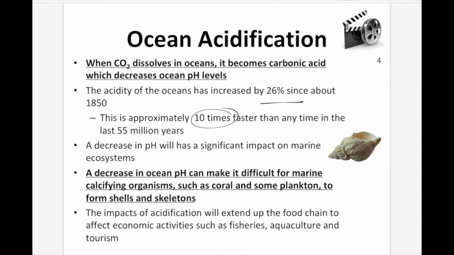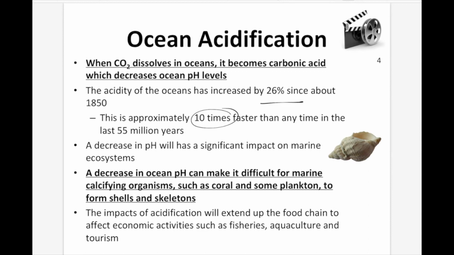As a result of this, there will be significant impacts on marine ecosystems. Specifically, a decrease in ocean pH can make it difficult for marine calcifying organisms, such as coral and some plankton, to form shells and skeletons. If they can make them, often the shells aren't as strong, or perhaps they're not really able to make them as sturdy as they should.